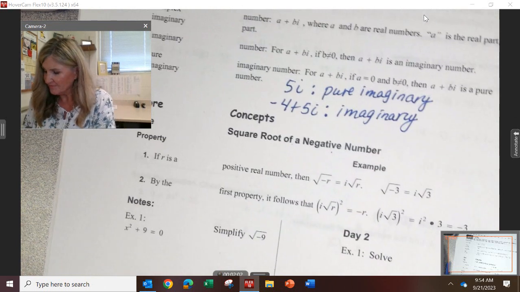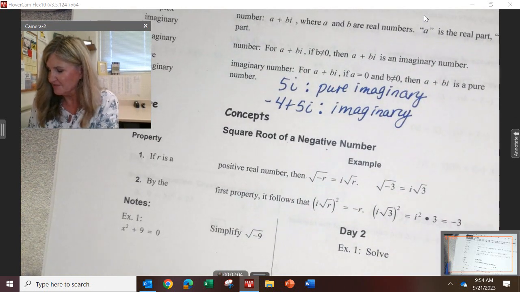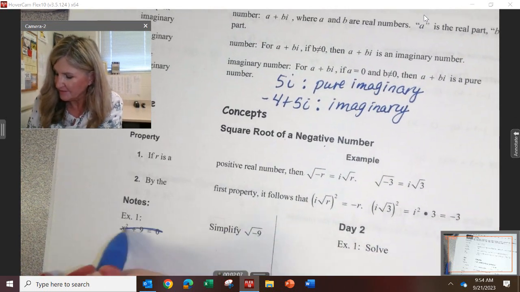Okay. This did not print out so well, but let's get rid of that.